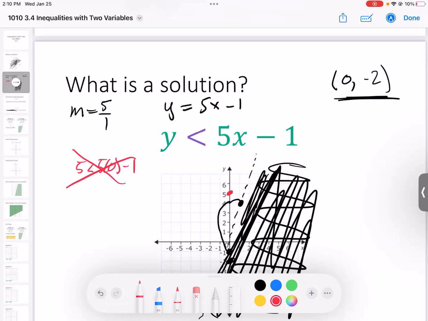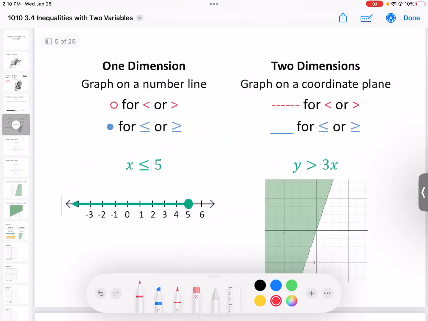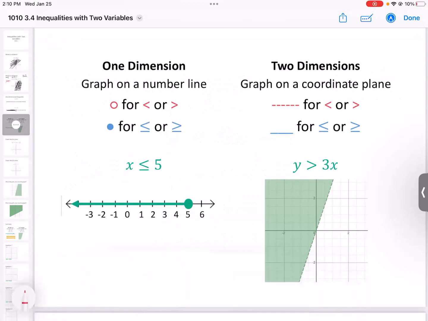Okay, so to summarize, if you want to add these to your notes, in one dimension, when we graph inequalities, if we have a less than or equal to sign, we do a closed circle. So we have closed circles for these two types of symbols and open circles for these two. For two-dimensional inequalities, you have dotted lines for less than or greater than, and solid lines for less than or equal to for the boundaries.